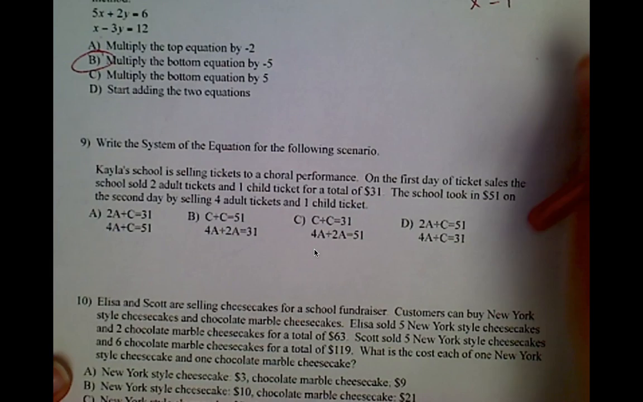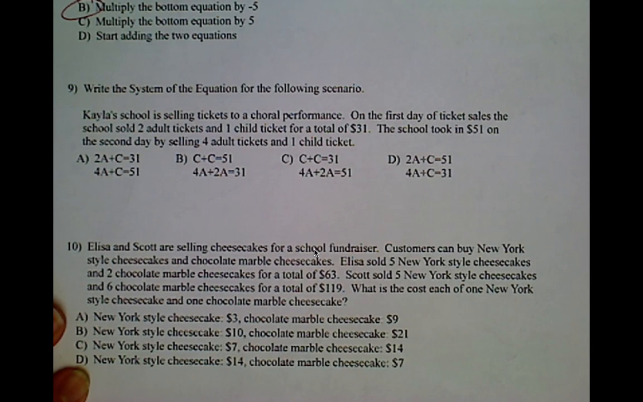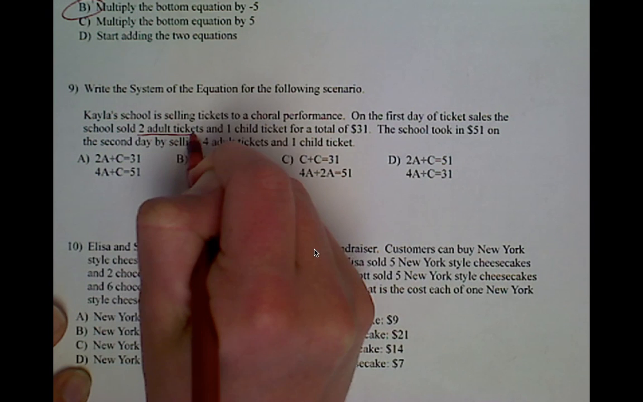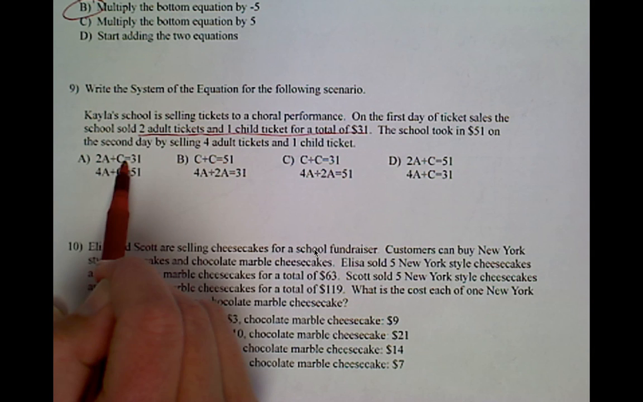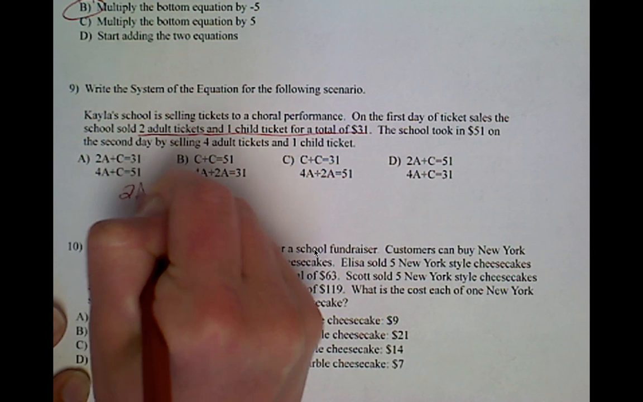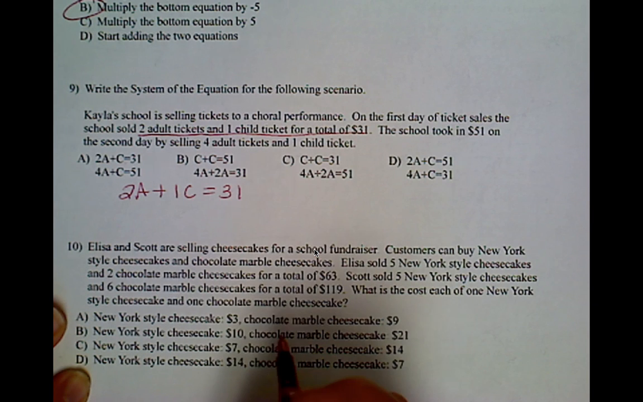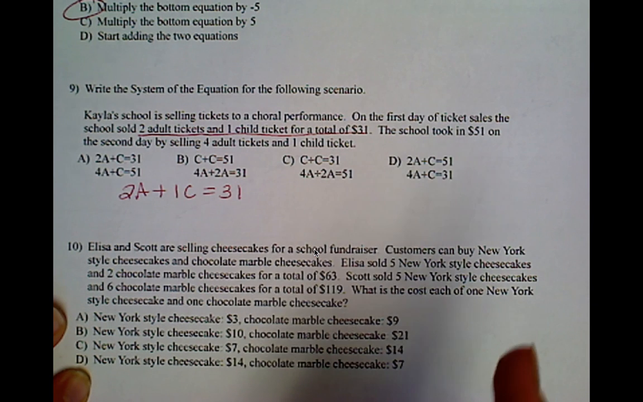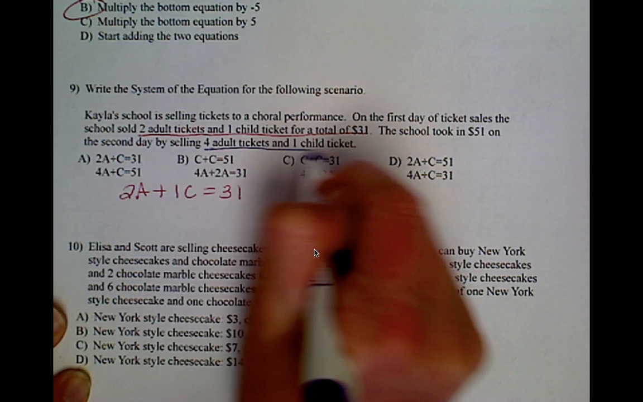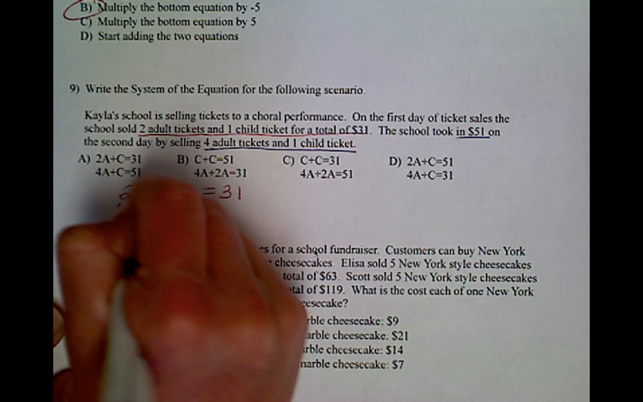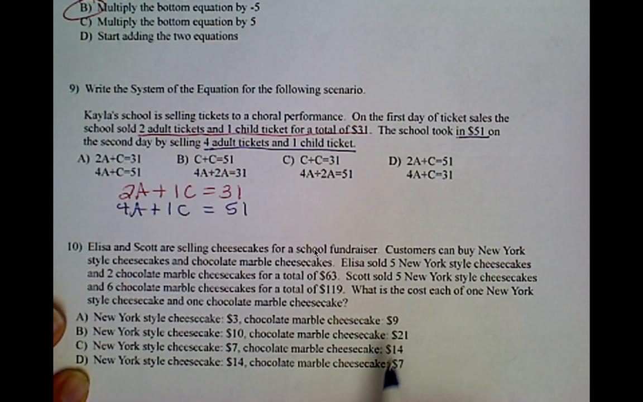Next one, Kayla's school selling tickets to a choral performance. On the first day, tickets sold 2 adult tickets, 1 child ticket for 31. Okay, I'm going to let A be adult, C be child. So I heard 2 adult tickets plus 1 child ticket, and it's going to total out to be 31. Okay, the second day, they took in $51 by selling 4 adult tickets, 1 child ticket. So I hear 4 adults plus 1 child, and that equals a total of $51 for the night.